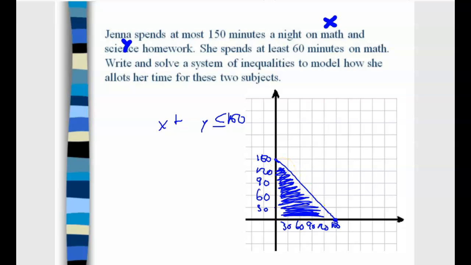And then she spends at least 60 minutes on math. So it's X greater than or equal to 60. So it's a vertical line at 60 on X.